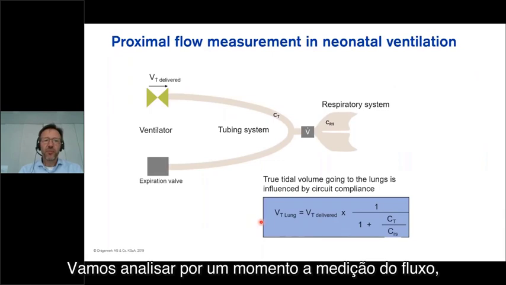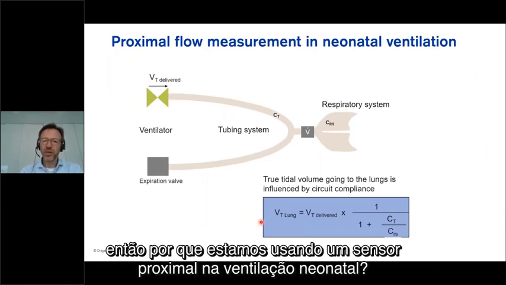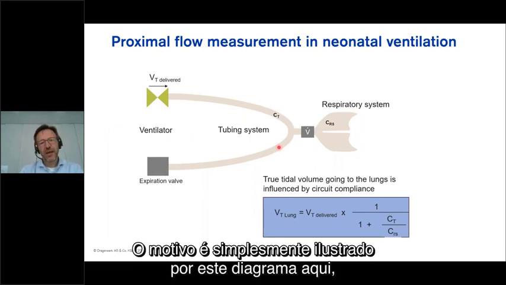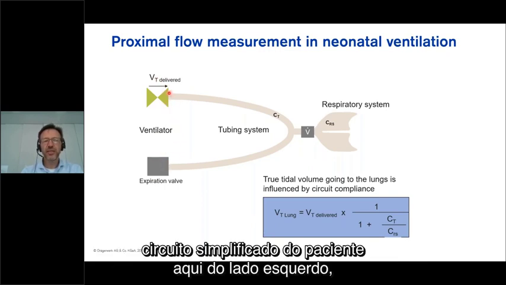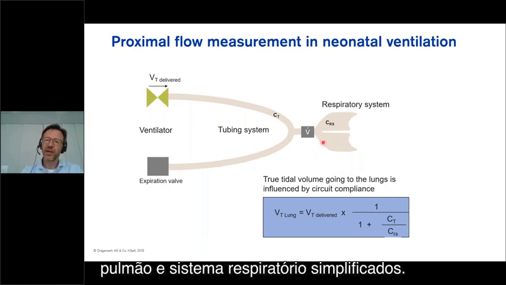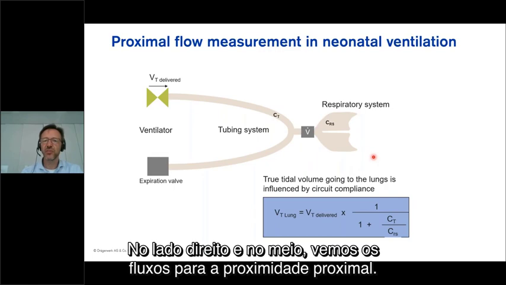Let us look for a moment at the flow measurement. Why are we using a proximal flow sensor in neonatal ventilation? The reason is simply illustrated by this diagram. We see here on the left side the ventilator with an inspiratory valve and an expiratory valve, a simplified patient circuit, and a simplified lung and respiratory system on the right side. And in between, we see the proximal flow sensor.